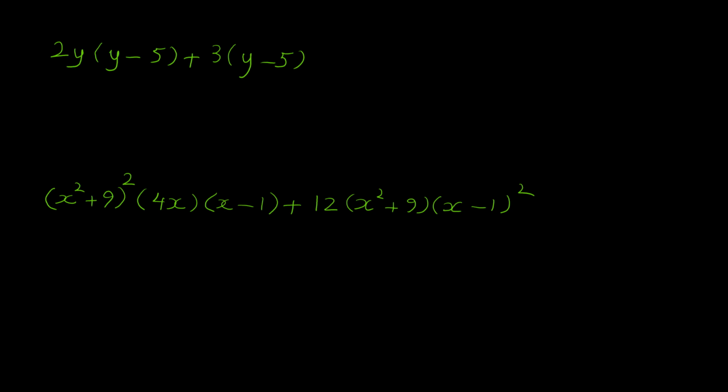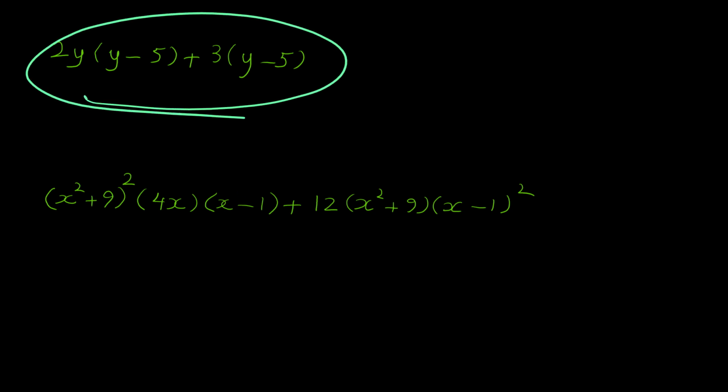So in the first term we have a y, but in the second term, we don't have any single y. Yes, we have y, but that is y minus 5. It's not y. We want exactly y as the common factor. So y is also not the common factor. But when we look at this expression, right away we notice these two brackets. They are exactly the same. y minus 5, y minus 5.